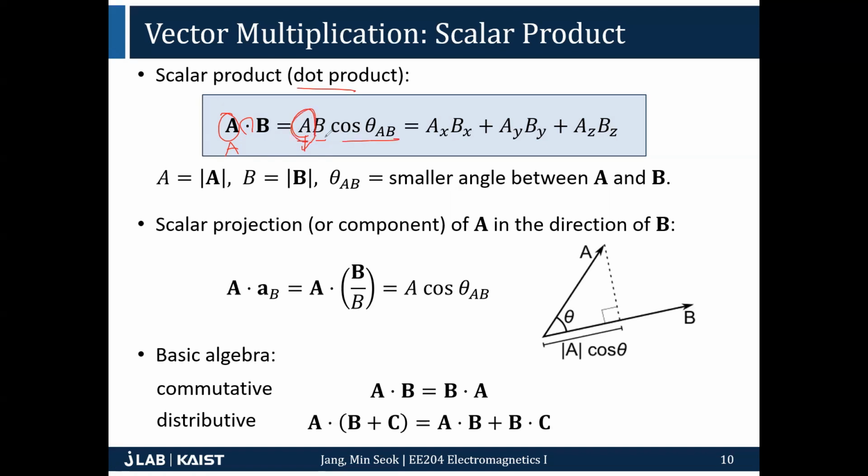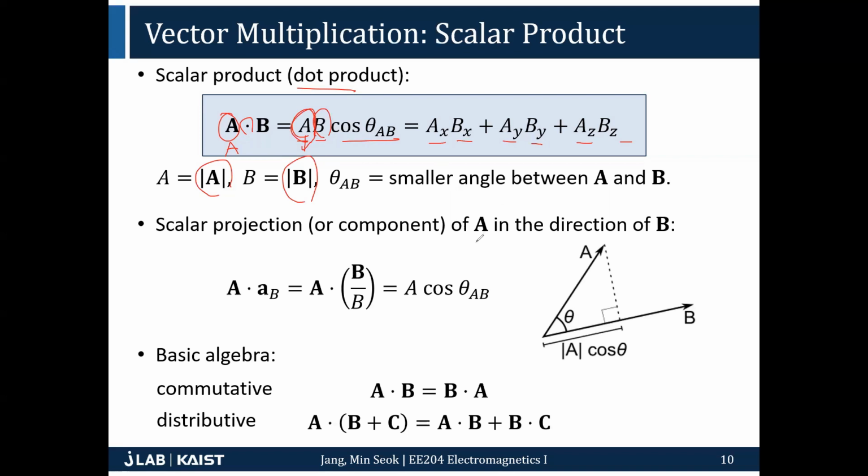And then here A and B are defined as the magnitude of A and magnitude of B. So A dot B is equal to AB cosine theta, right? And then this can also be calculated by multiplying the components by components and adding them up. Okay, so this is a scalar product. What's the meaning of scalar product? The geometrical meaning of scalar product is the projection.